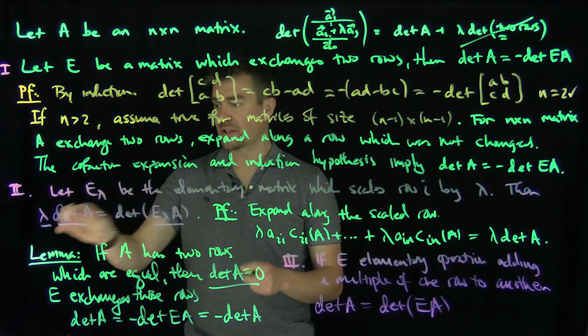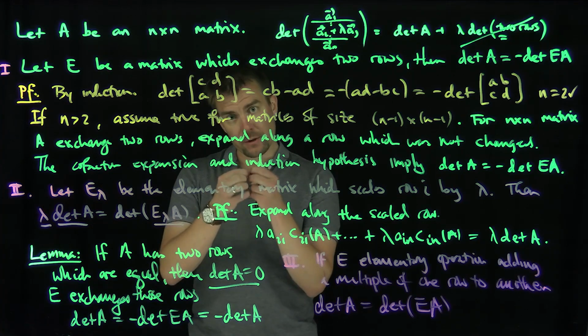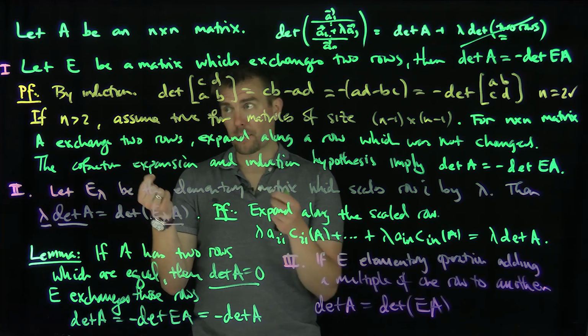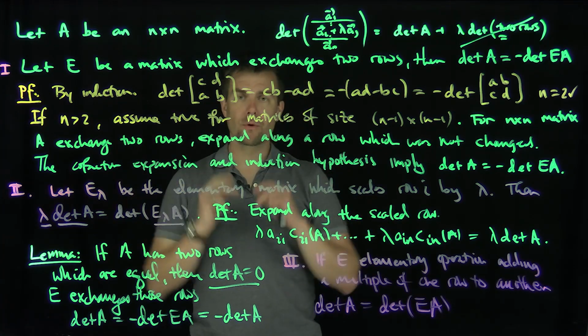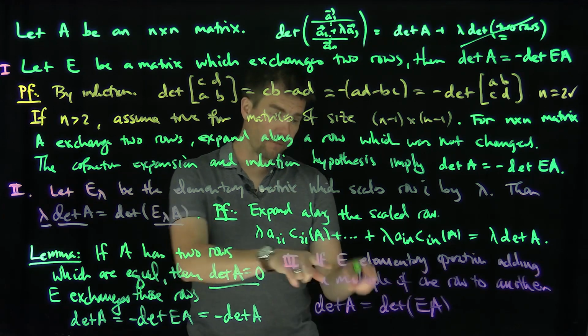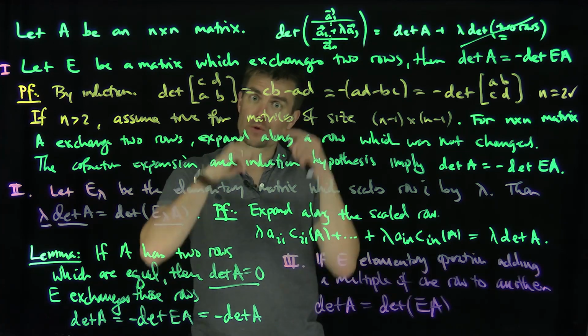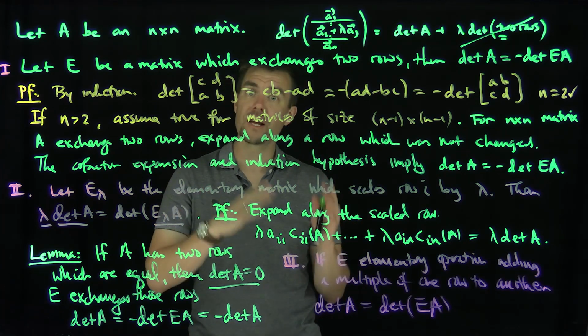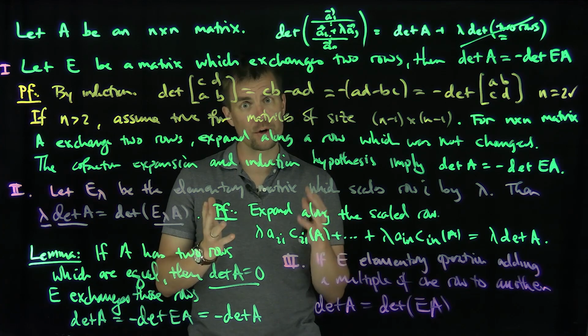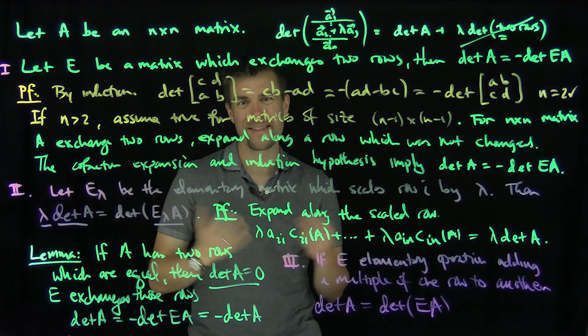We have scaling, which is obvious. If you scale a row by a factor lambda, you can pull that lambda out of the determinant. If you interchange two rows, you induce a negative sign in the determinant. And finally, if you add a multiple of one row to another row, that does not affect the determinant at all. So these 3 elementary operations will be very useful for us in calculating determinants. Thank you very much.